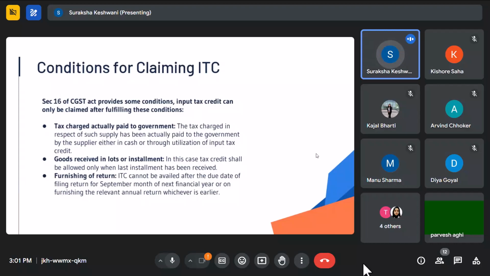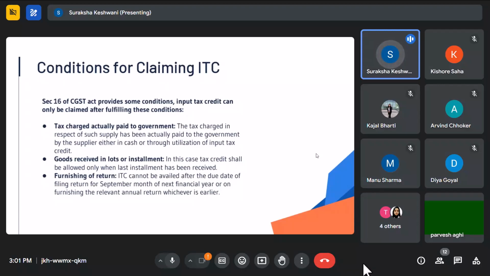Next, the condition for goods received in lots or installments. If the goods are being received in lots or installments, for example, if the flour we ordered from a supplier was given in 3 installments.